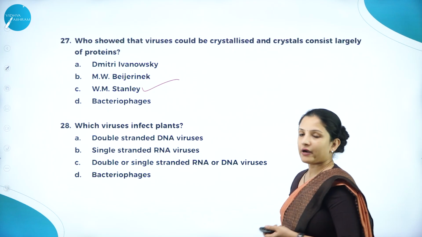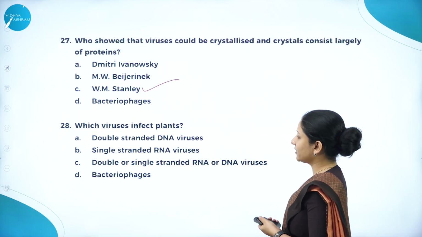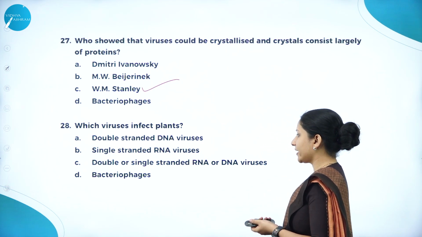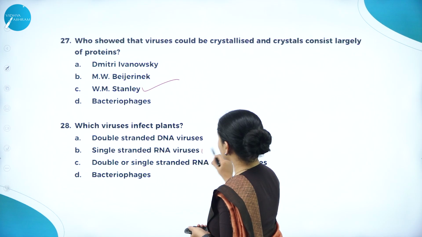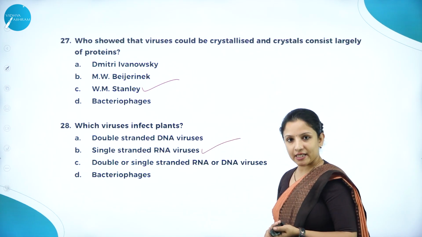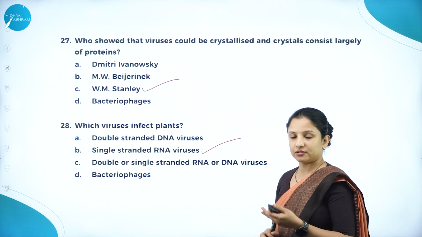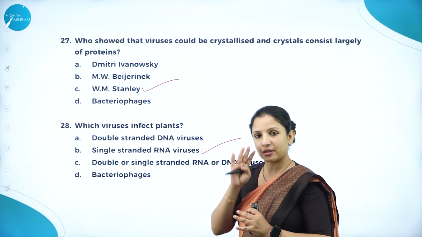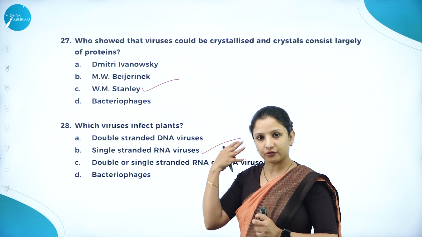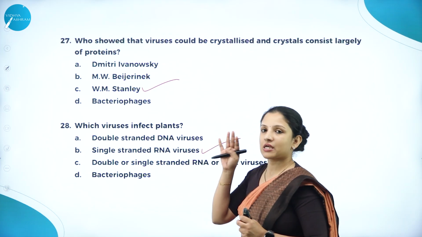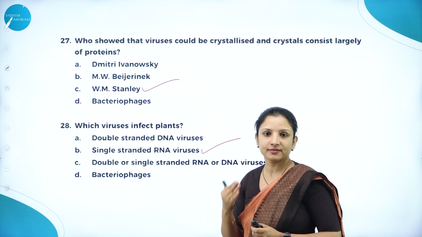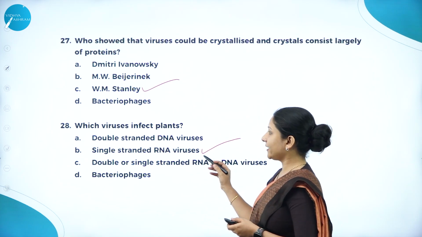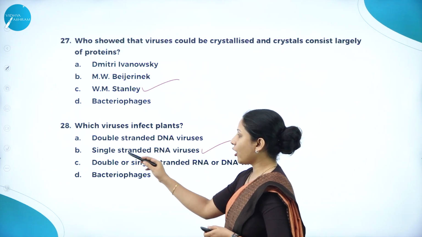Next question. Which viruses infect plants? Is it double-stranded DNA viruses, single-stranded RNA viruses, double or single-stranded RNA or DNA viruses, or bacteriophages? It is single-stranded RNA viruses. Double-stranded DNA viruses usually infect animals, meaning those viruses which have double-stranded DNA as genetic material can cause infection to animals. Those viruses which have the genetic material in the form of a single-stranded RNA are capable of causing diseases to plants. So the right answer for this question is option B.